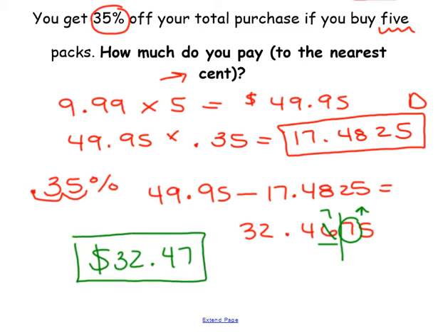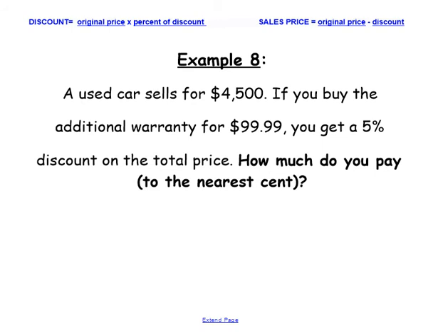All right. Let's move on to example number 8. I know that there's a lot of examples in this, but it's so very important to know the process. Okay, a used car sells for $4,500. If you buy the additional warranty for $99.99, you get a 5% discount on the total price. How much do you pay to the nearest cent? Again, that nearest cent is going to tell us we're going to round, but we wait until the end in order to round. So this problem is pretty interesting. We have 2 costs going on here.